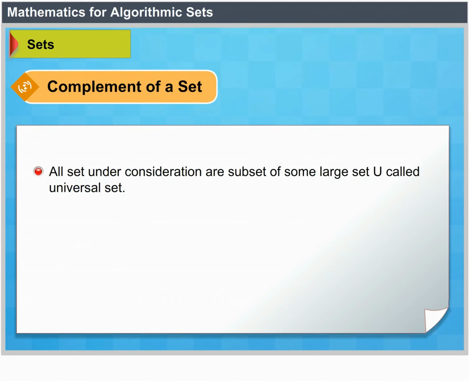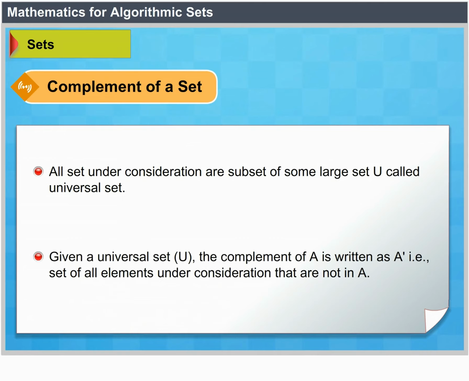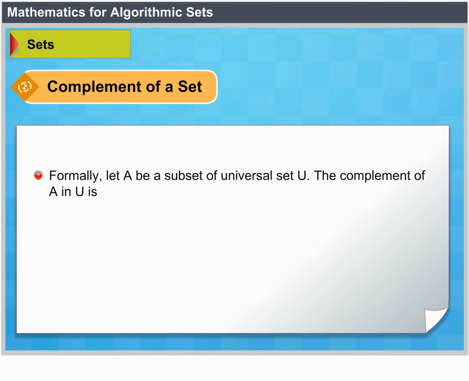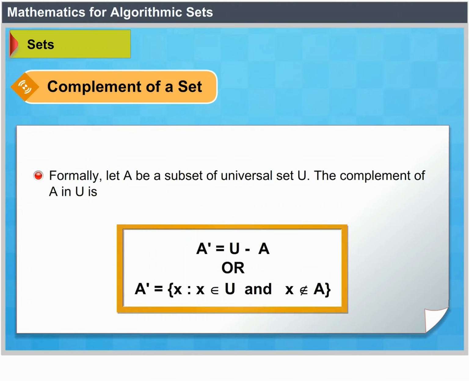Given a universal set U, the complement of A is written as A'. That is, the set of all elements under consideration that are not in A. Formally, let A be a subset of universal set U. The complement of A in U is A' = U − A, or A' = {x such that x belongs to U and x does not belong to A}.